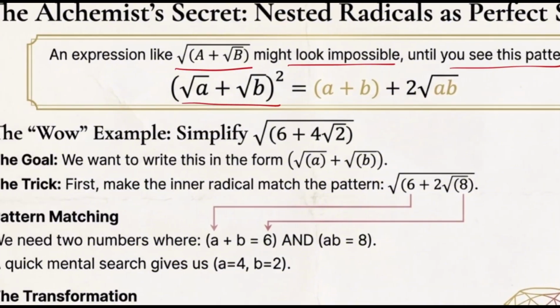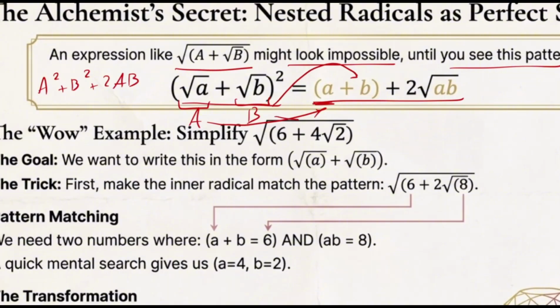That pattern says that root of a plus root of b, to the power 2, if you consider this one as big A and this one as big B, would be A squared plus B squared plus 2AB. This can be written as this: A to the power 2, B to the power 2, and 2 times AB.